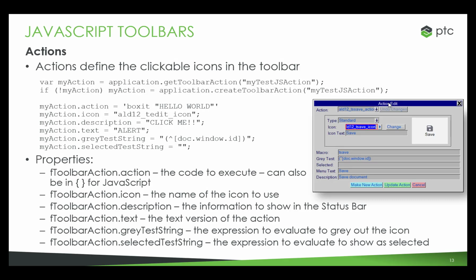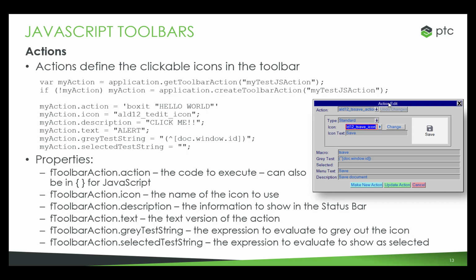So as I just said, toolbar actions are the clickable things within a toolbar. They have an icon associated with them and an action that needs to be executed when that icon is clicked. There's also a number of other properties which affect whether that icon is displayable, or whether it's grayed out, or whether it should be viewed as selected, that kind of thing. So the fToolbar action is the main object which you work with. There are tools to get it and to create it, as you can see up there in the code section.